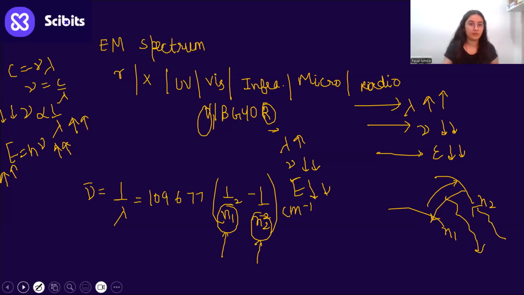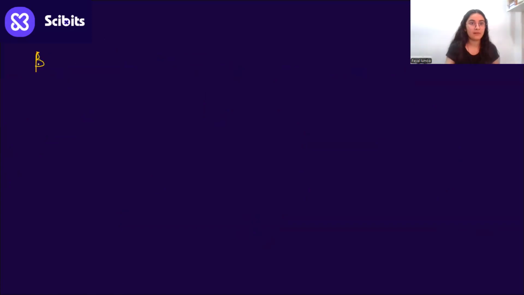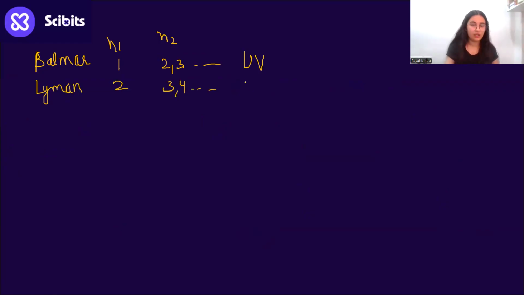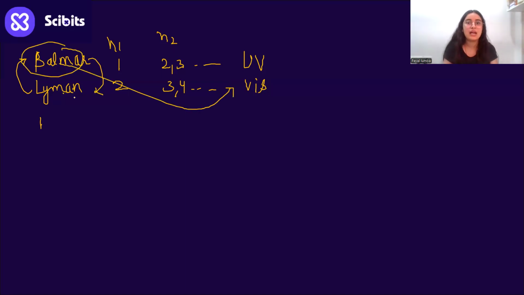Okay, so for the Lyman series, the value of n1 is 1 and n2 can be 2, 3, up to infinity, and it belongs to the UV range. For the Balmer series, n1 is 2 and n2 is 3, 4, and so on up to infinity, and it belongs to the visible region. Sorry, I have written it the other way around. Here Lyman will come and here Balmer will come. So Balmer belongs to the visible range and Lyman belongs to the UV range.